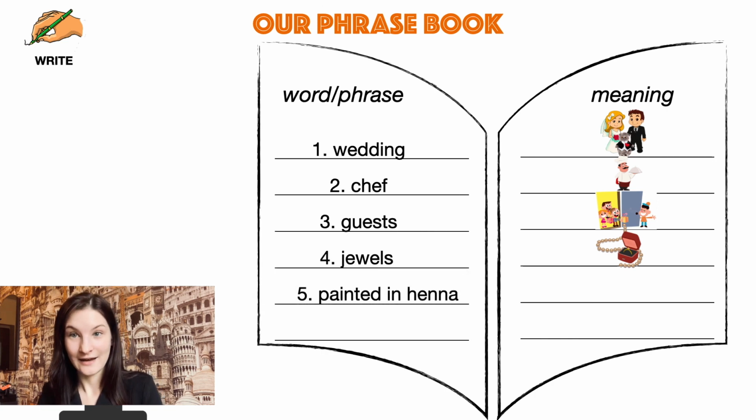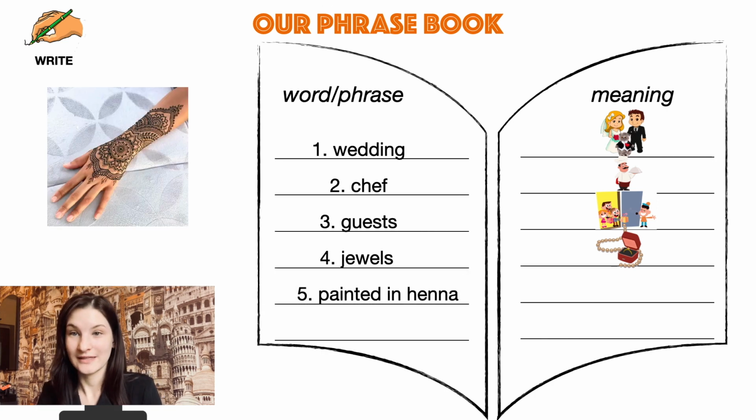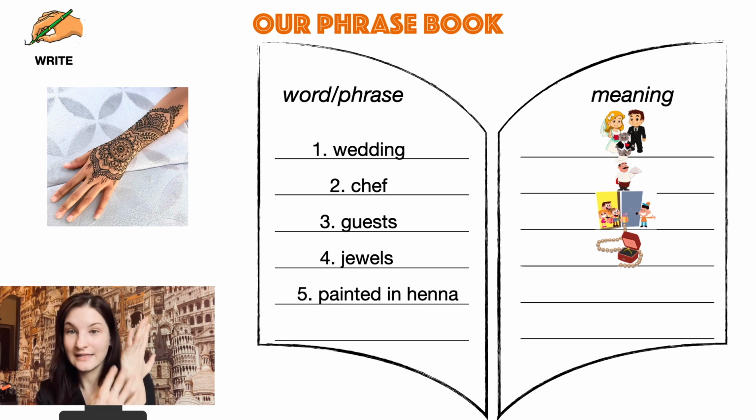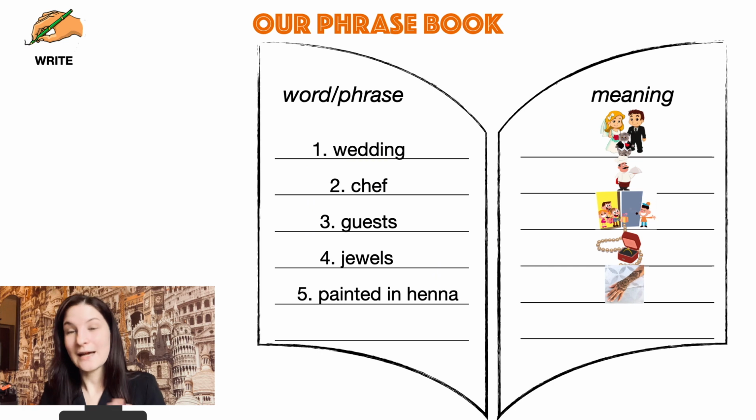Phrase number 5. Painted in henna. Look at the picture. What can you see? Great, you can see a hand, but this hand is painted in henna. So you can see a very beautiful design on this hand, and it's painted in henna. Henna means khna, so you can see a design with henna on this hand. In some countries, it's a tradition to do this.